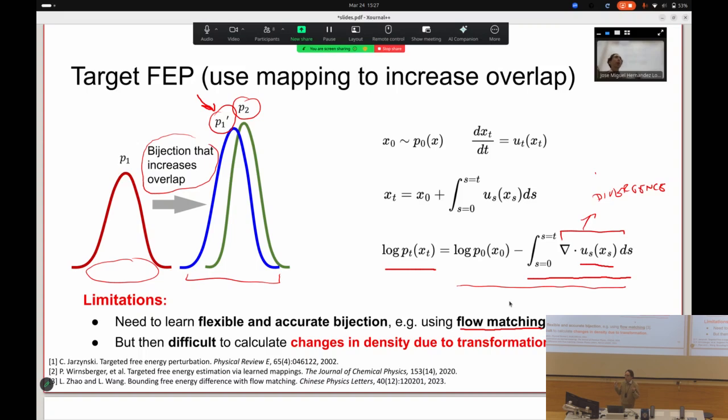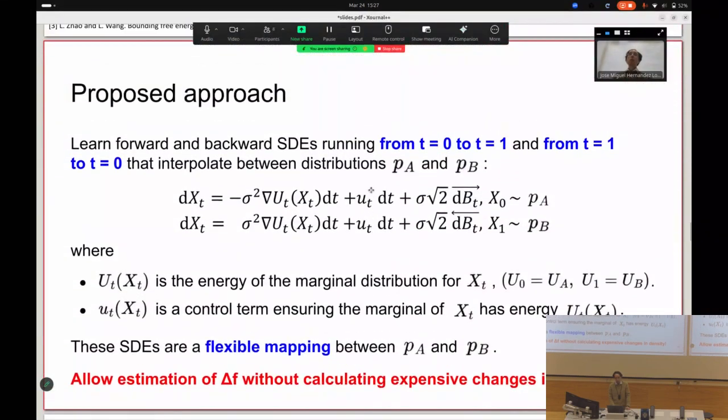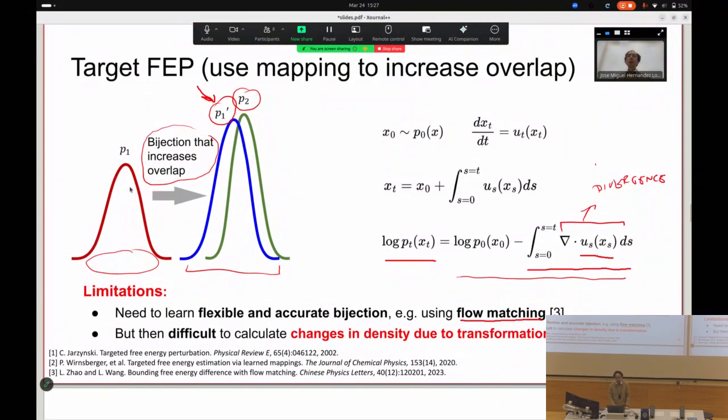What I'm going to tell you today is about a technique, also based on generative modeling methods, that avoids having to calculate this divergence. It's going to be more scalable, and it's going to give us accurate estimates of the free energy difference in bigger problems. And the idea is as follows. Similar to targeted free energy perturbation, we are going to do a mapping between the initial distribution and the final distribution.